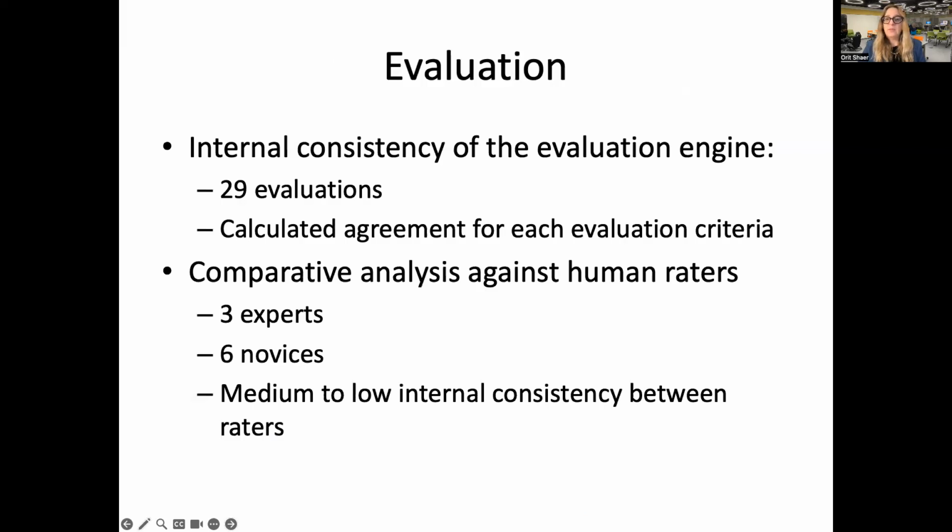To evaluate the GPT evaluation engine, we measured its internal consistency. We also conducted a comparative analysis against human raters. We recruited 3 experts who are human-computer interaction researchers and 6 novices who are students who completed this course but not in the same cohort that participated in the studies. Between the human raters, there was only medium to low internal consistency.